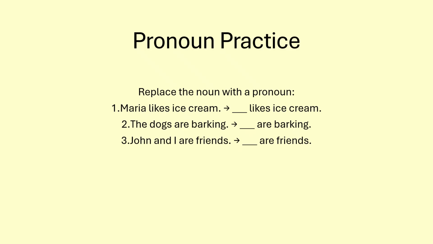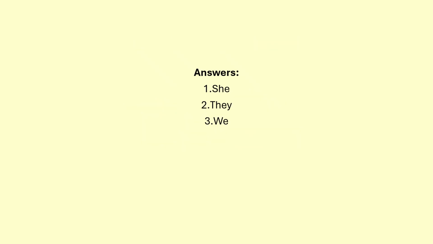Okay, so let's go over some answers then. If Maria uses the she, her pronouns, Maria likes ice cream can be replaced with she likes ice cream. The dogs are barking, they are barking, so they becomes the pronoun. And then John and I are friends, we are friends. We replaces John and I as the pronoun. To review the answers, she, they and we were the pronouns that could be used in those sentences.